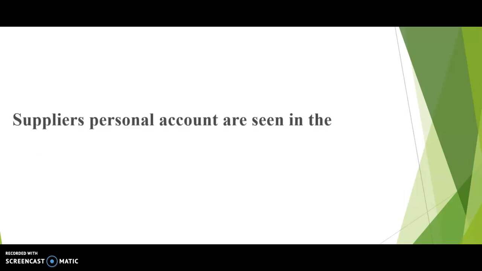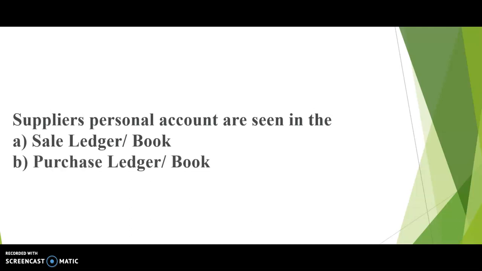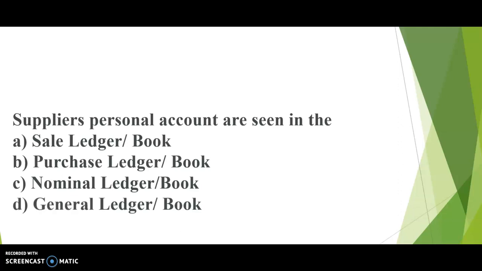Supplier personal accounts are seen in: the sales ledger book, purchase ledger book, nominal ledger book, and general ledger book. When we purchase goods, a supplier account is created, and the supplier personal accounts are seen in the purchase ledger book. So the correct answer is purchase ledger book, option B.